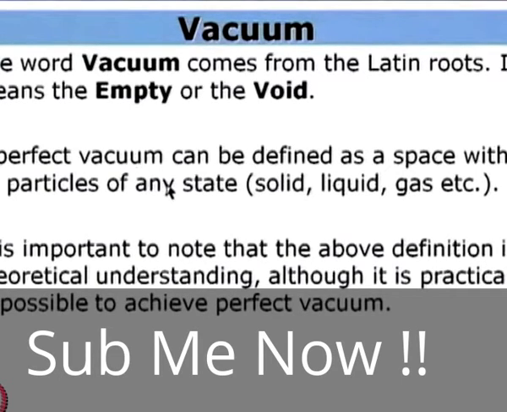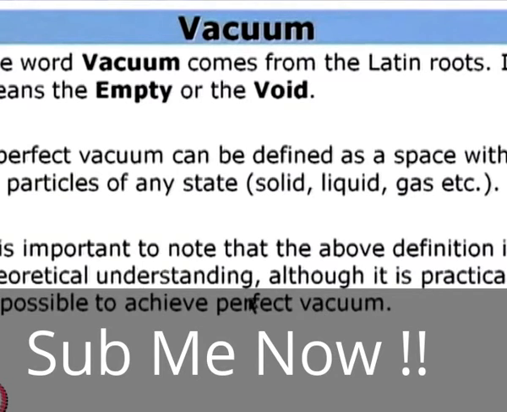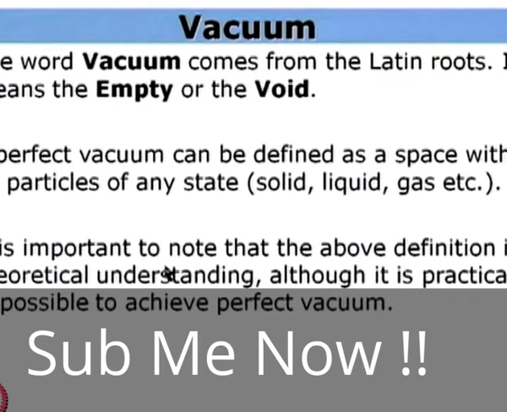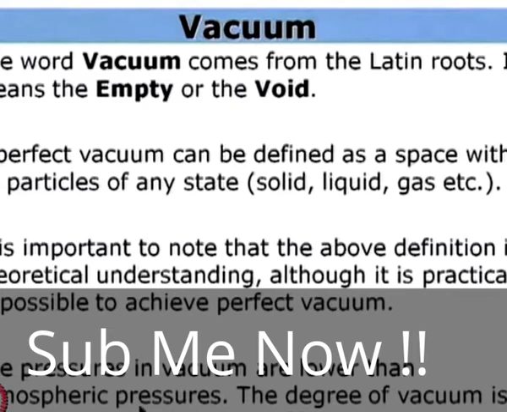We can't have a perfect vacuum, and therefore practically it is impossible to achieve perfect vacuum. You can have a very low pressure, but you cannot get perfect vacuum. That means nothing is present over there, no particles are present over there. This is a very idealistic situation. The pressures in vacuum are lower than atmospheric pressures, that is why we call it vacuum.